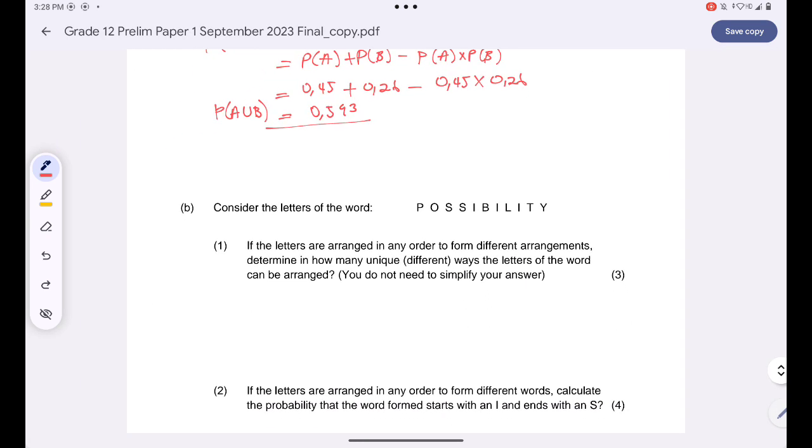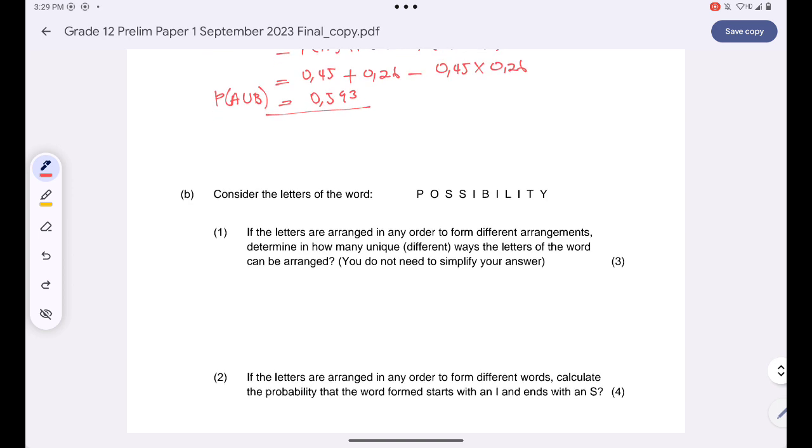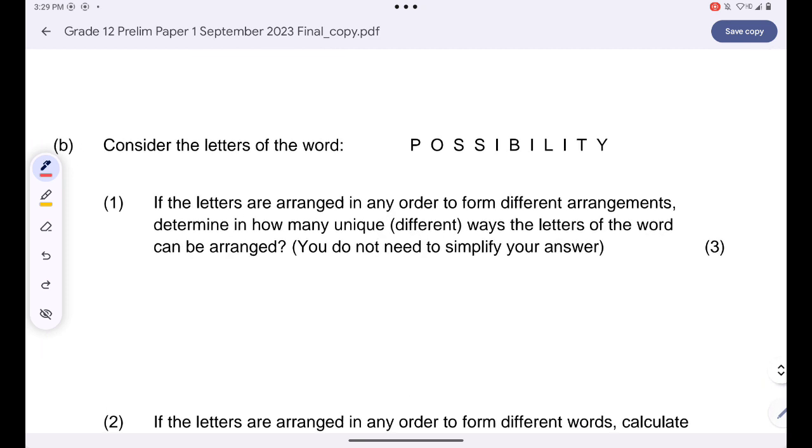Okay. Consider the letters of the word POSSIBILITY. If the letters are arranged in any order to form different arrangements, determine how many unique different ways the letters in the word can be arranged. You do not need to simplify your answer.